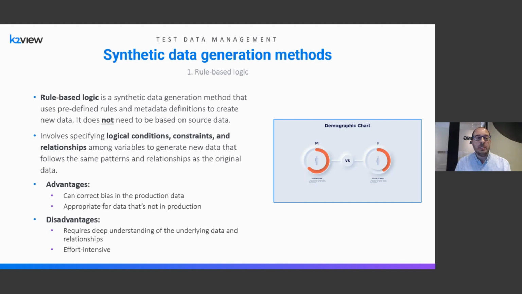For example, if you want a 50-50 split between men and women. And it's very appropriate for data that's not available in production. For example, if you're a telecom carrier and you want to test the carrier's application support for Apple's iPhone 15, and the iPhone 15 is not yet in the market, so you don't have an iPhone 15 in the data in production, with synthetic data generation through rule-based logic, you can create your own data and say, I want an iPhone 15 and I want an iPhone 16, and you can create made-up model numbers as you wish.